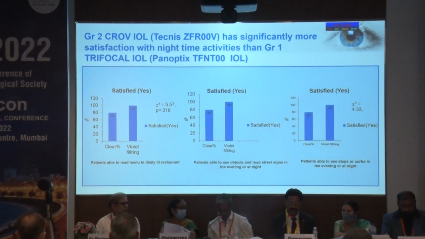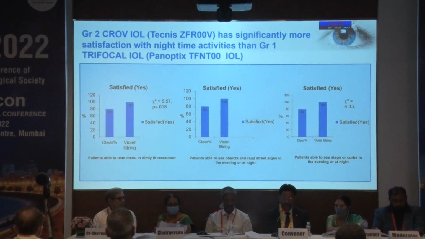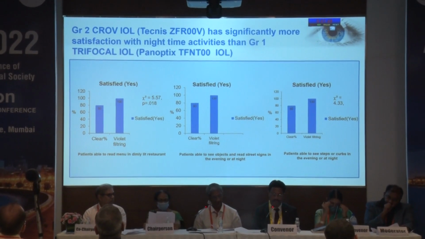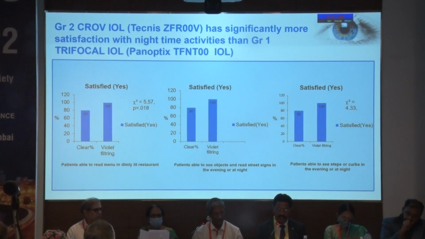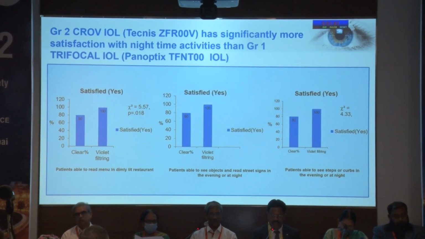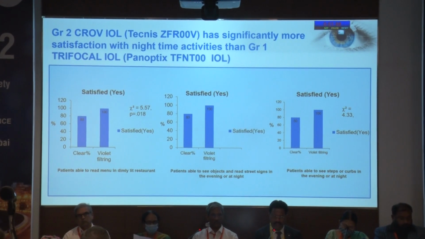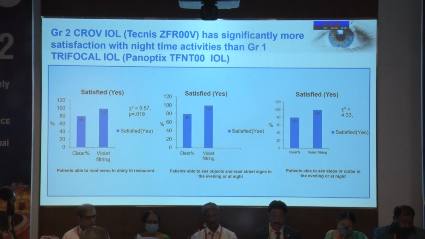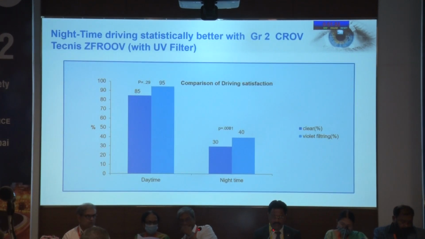So the CROV IOL Tecnis ZFR00 has significantly more satisfaction with nighttime activities than group 1. Patients able to read a menu in a dimly lit restaurant, able to see objects and read street lights in the evening or at night, and able to see steps or curbs in the evening or at night, were significantly better in group 2. Nighttime driving was also statistically significantly better in group 2, the CROV lens, because it has a UV filter also.